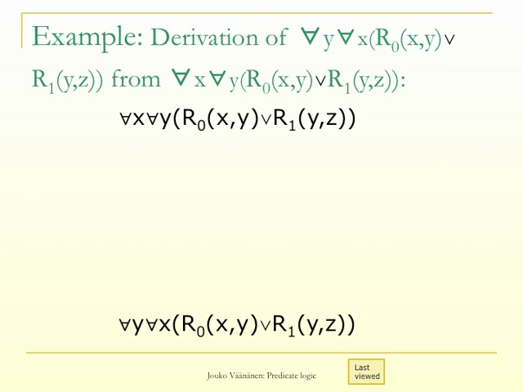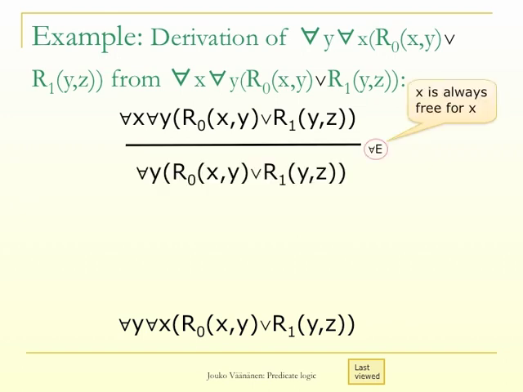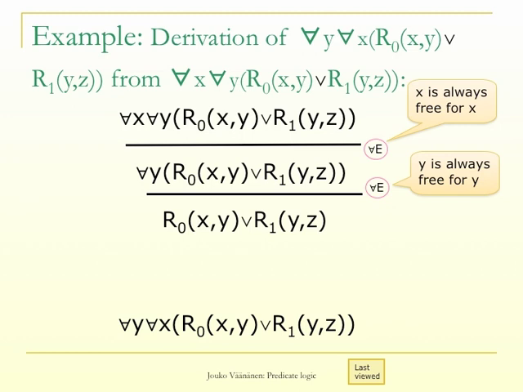So we first write the assumption ∀x ∀y (r0 x y or r1 y z), and below it the desired conclusion ∀y ∀x (r0 x y or r1 y z). This deduction is quite easy. We simply eliminate the universal quantifiers and then introduce them. So first we eliminate the universal quantifier ∀x and note that x is always free for x. Then we eliminate the universal quantifier ∀y, noting that y is always free for y.